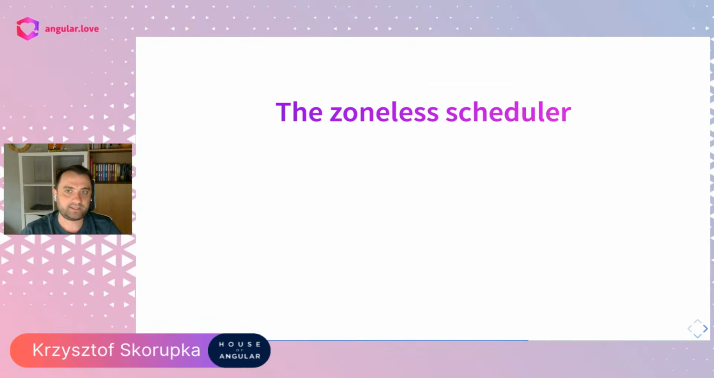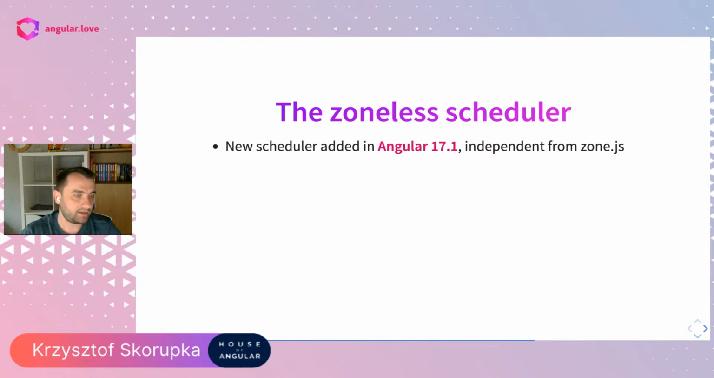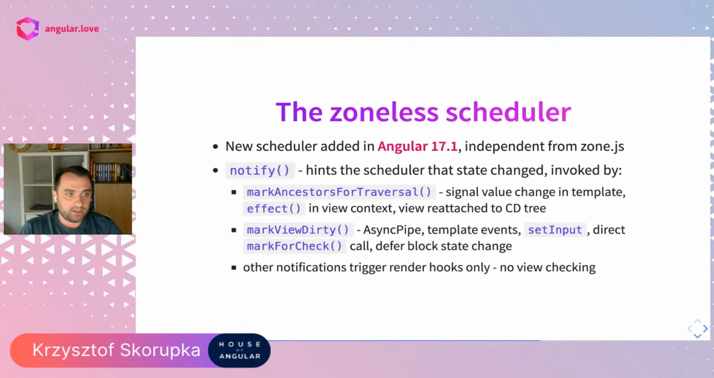So here comes the Zoneless scheduler. This is a new scheduler added in Angular 17.1, and it is independent from Zone.js. You might be wondering how it works. There is a special notify method, and this method gives hints that some state indeed changed, right? It is invoked by markAncestorsForTraversal, the function that we already know for semi-local signal change detection, if some signal is changed in the template, if some effects are run in the view context, and things like that. But the main thing would be a signal change in the template.